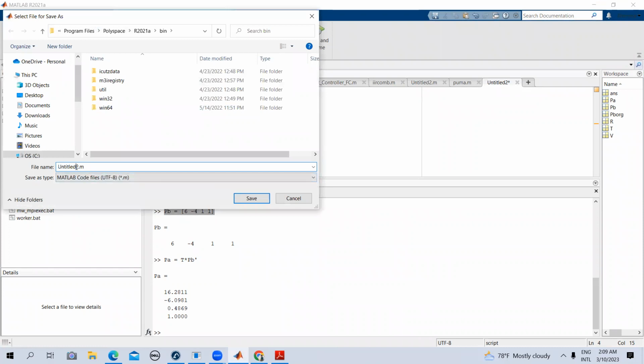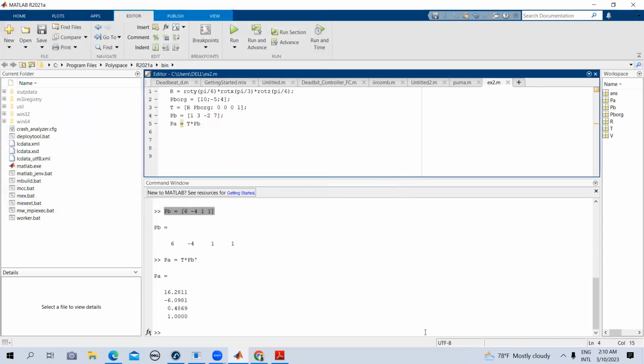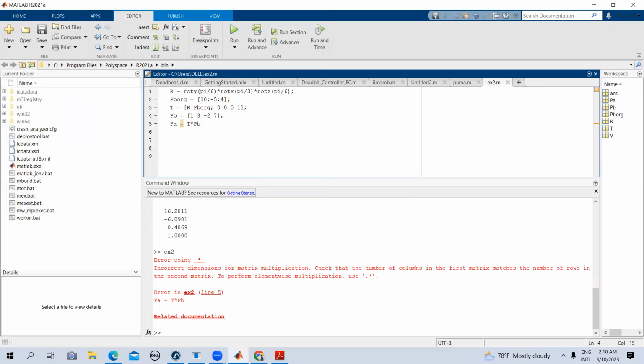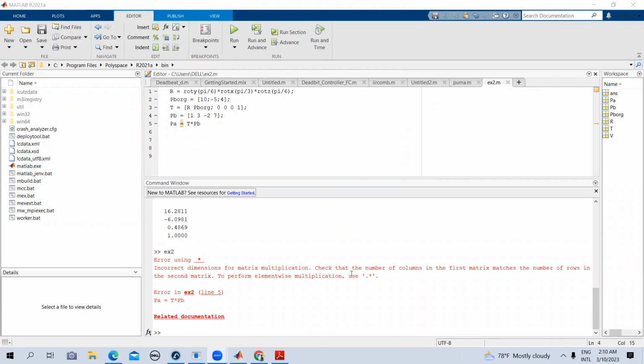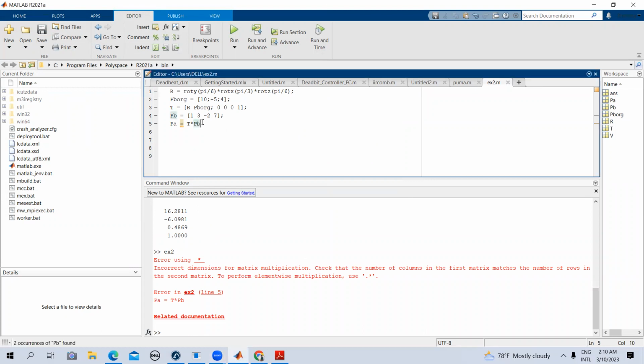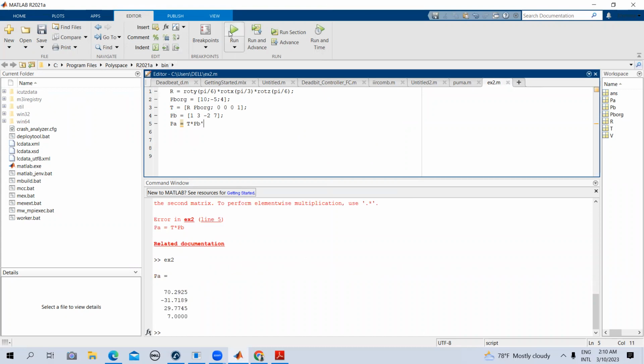No, actually, there is a small error somewhere. All right, I have to put the transpose here. Now it should be fine.